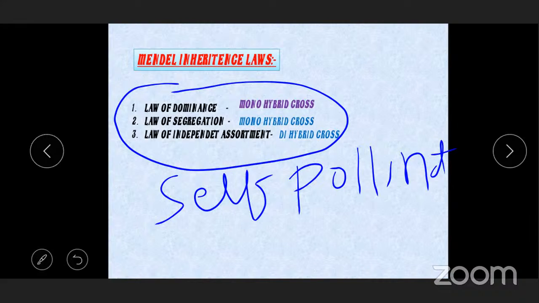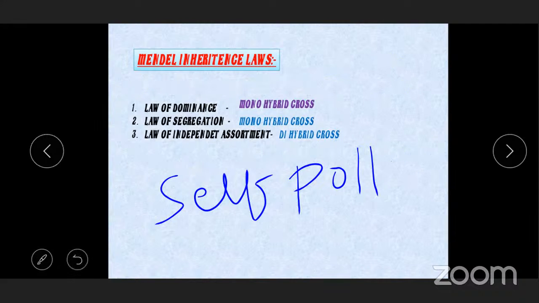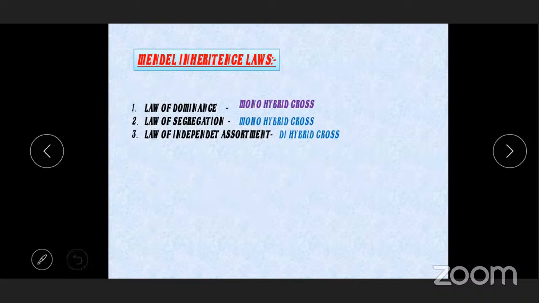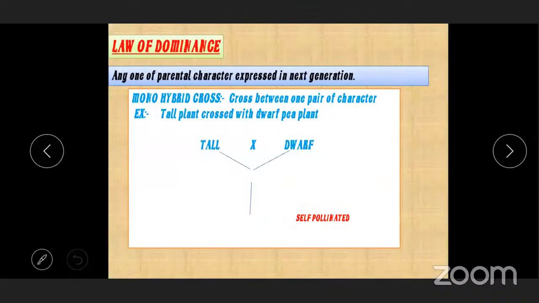Now we will discuss the law of dominance. Let us see what it is. Okay, students. Law of dominance means what? Any one of the parental characters is expressed in the next generation. Any one of the parental characters expressed in the next generation is known as the law of dominance.